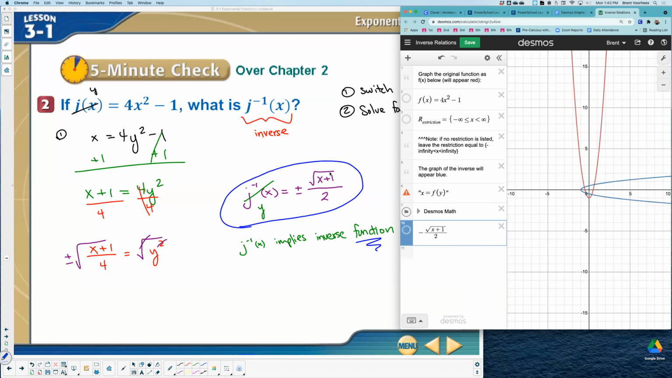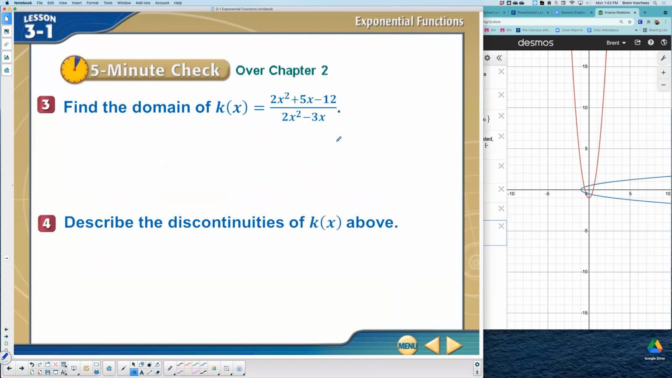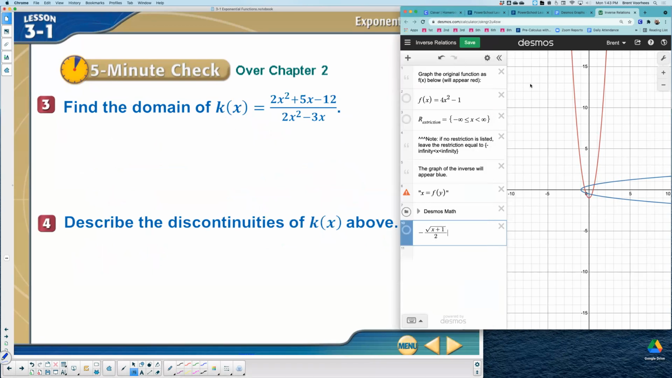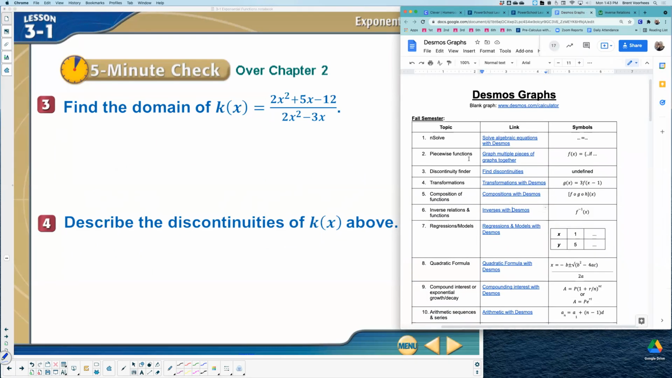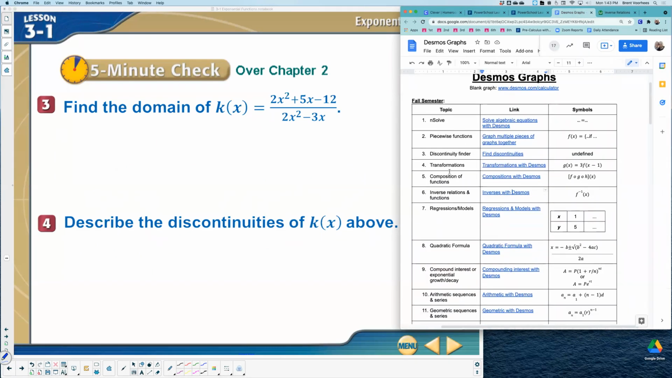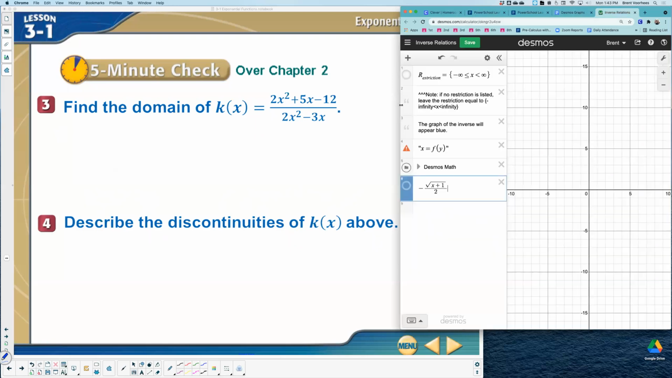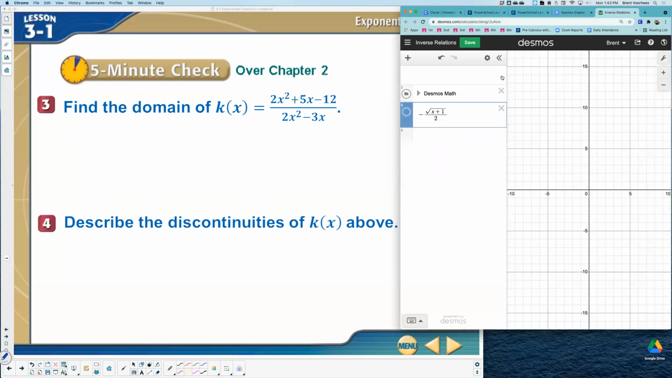All right. Let's see, number 3. It says find the domain of this function. So I'm going to go to a blank graph. I don't have anything special for domain, I don't think. So I'm just going to go blank graph here.